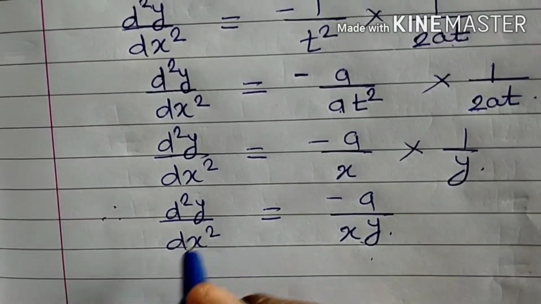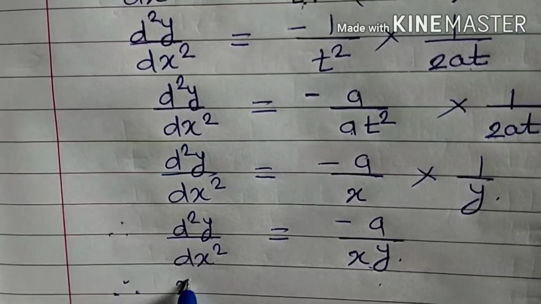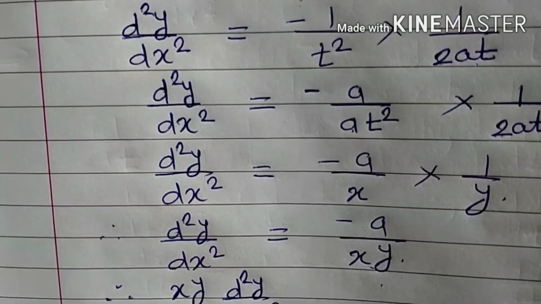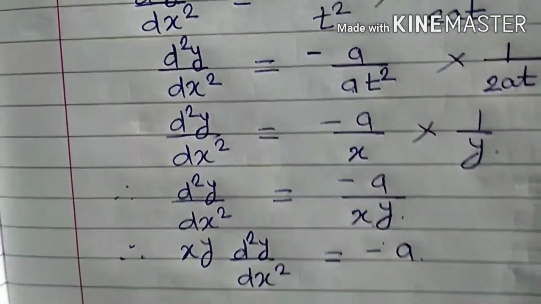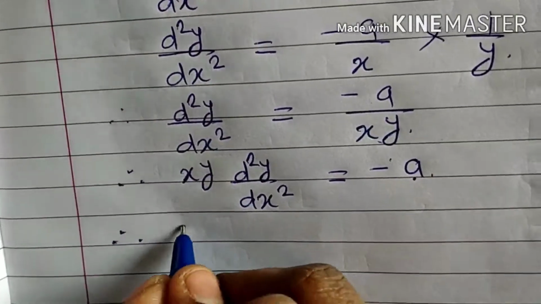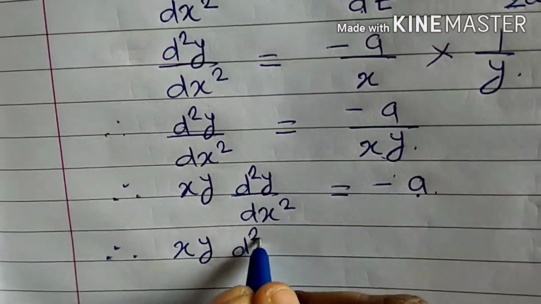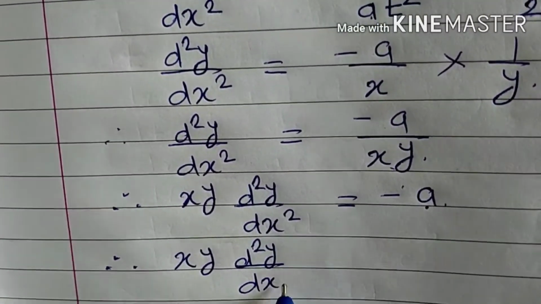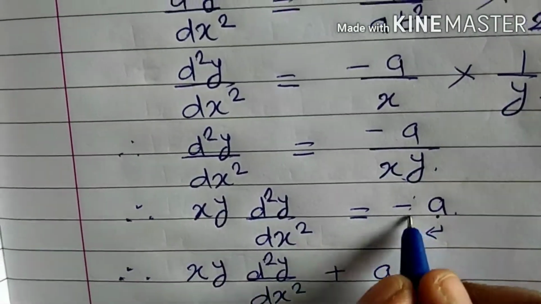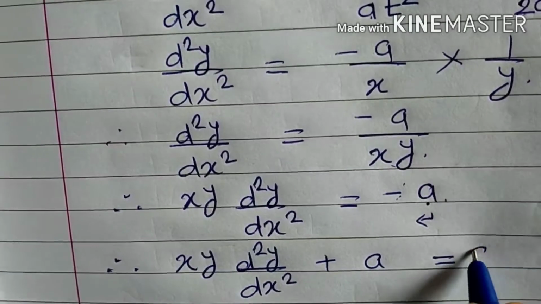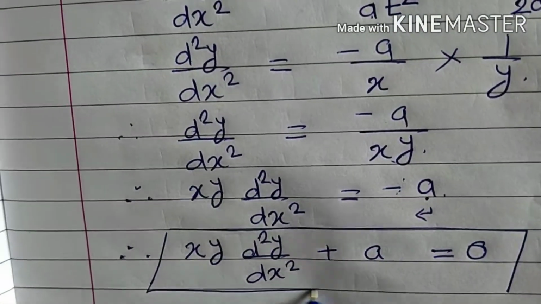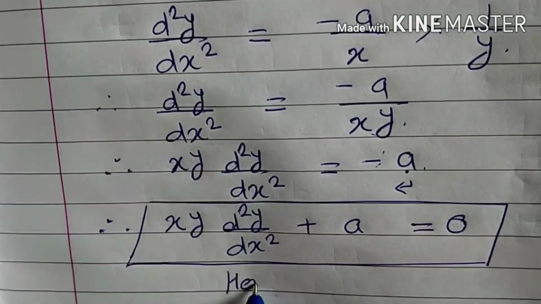So take it to this side: xy into d2y upon dx square is equal to minus a. But this is not our answer. We have to shift a here. So we get x into y d2y upon dx square plus a. When we shift it to this side, minus becomes plus, which is equal to 0, and this is our required equation. Hence proved.